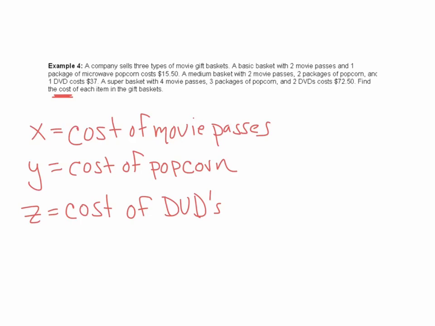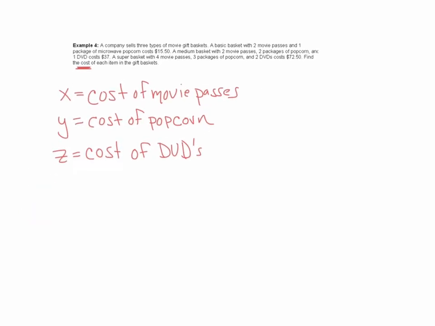Let's write some equations. I think I'm going to write 3 equations because I have 3 unknowns. And I see 3 different baskets. There was your basic one, then your medium one, and then the super basket. Okay, I'm going to write the first one. Let's see if we can monkey see, monkey do our way through this. You folks are going to help me write the second and third. All right, I'm going to do the basic basket. The basic basket has 2 movie passes. So that's 2 X's. And 1 package of microwave popcorn. Oh yeah, and no DVDs.